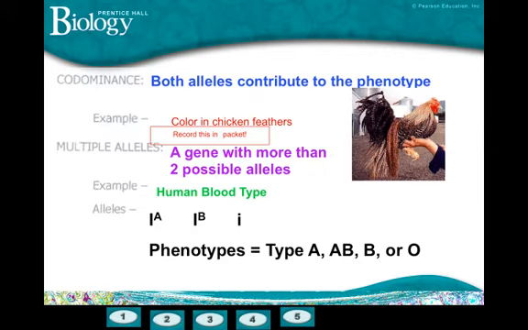Multiple alleles is probably the most difficult type of inheritance for people to understand. It's a gene where there's actually more than two possible alleles. Human blood type is a perfect example. There are actually three alleles. You can inherit the allele for A blood type, designated like this, B blood type, or the recessive allele, which is what gives us O blood type. So the different possible phenotypes include type A, type AB, type B, or type O.